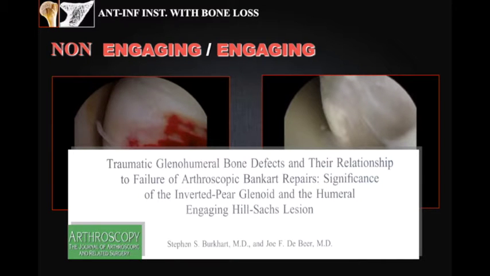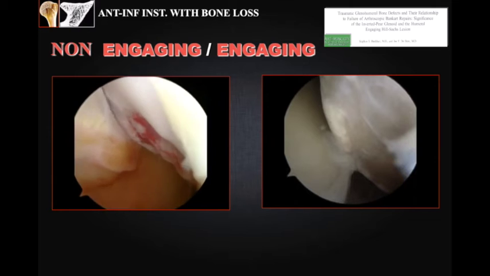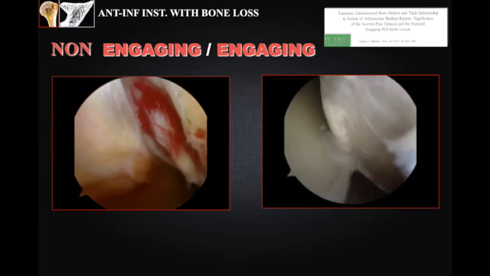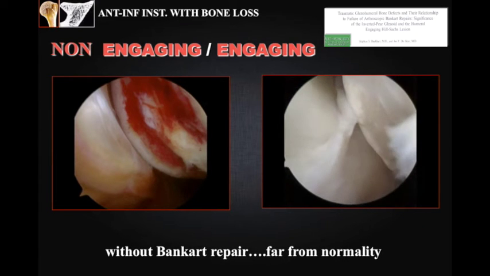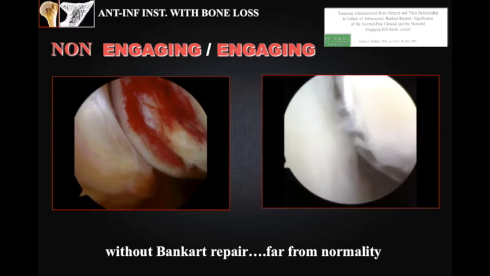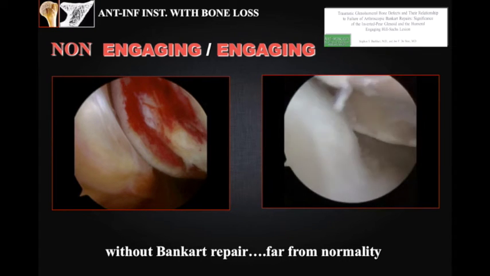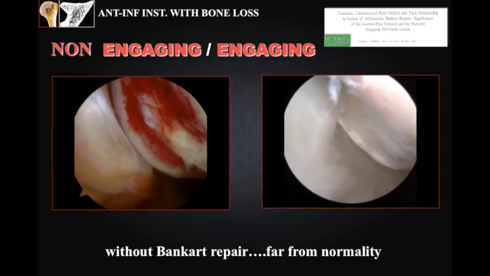Non-engaging lesions are those which, in abduction and external rotation in narcosis, before repair of the Bankart lesion, do not engage in the antero-inferior part of the glenoid. On the other hand, engaging lesions are those which, in the same position in narcosis, before repair of the Bankart lesion, engage in the antero-inferior part of the glenoid, as can be seen in the film clip.